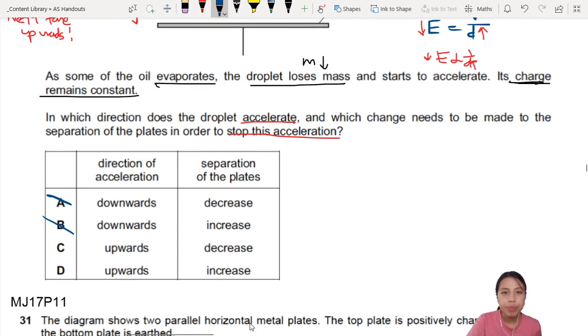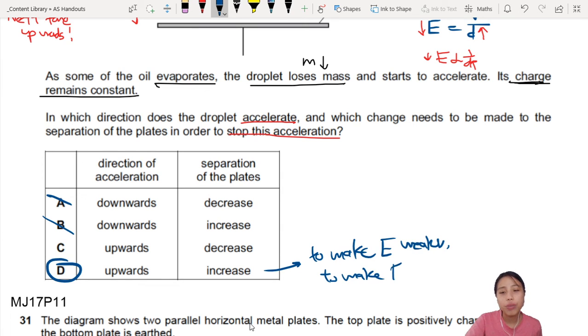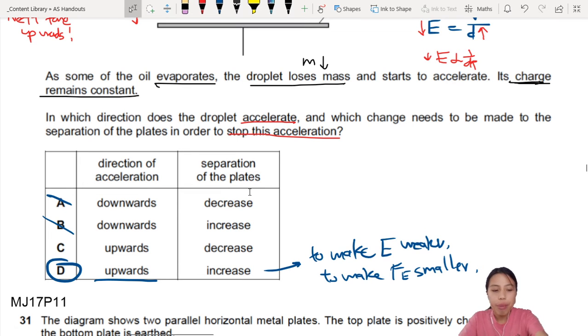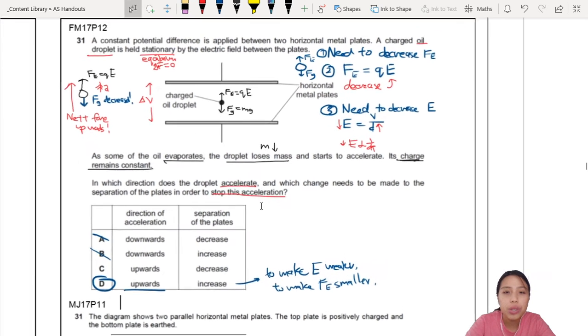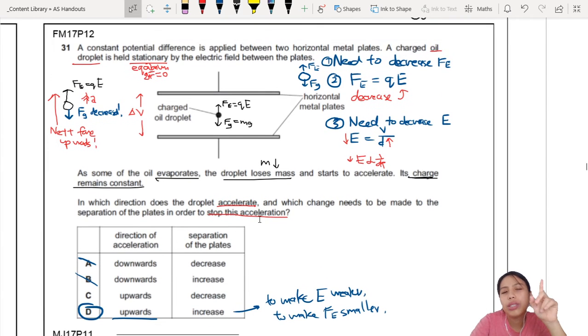Okay, so here, we need to increase D to make E weaker in order to make our electric force smaller, to match the shrinking gravitational force. And of course, this one is upwards because we looked at the equilibrium. Just remember, this question might seem a little strange because there are no values for you to calculate per se. But remember to think through it step by step. Oh, I need to reduce this. So to reduce this, I need this. To do this, I need this. And then you write out your reasoning properly and cancel out choices that are not correct.